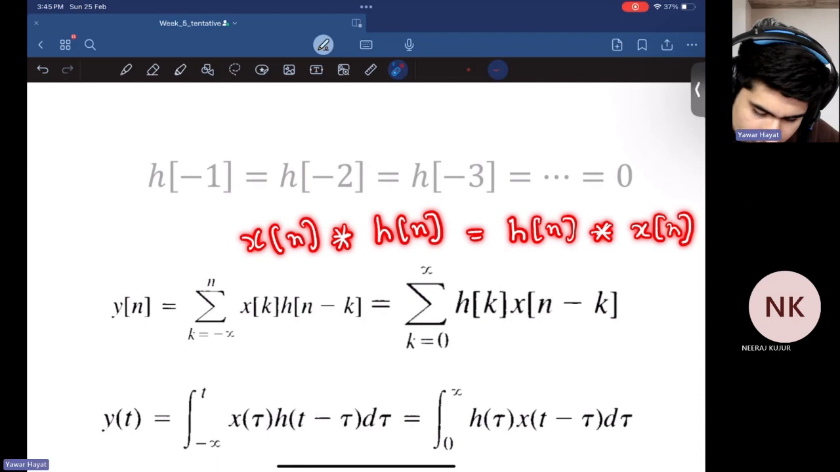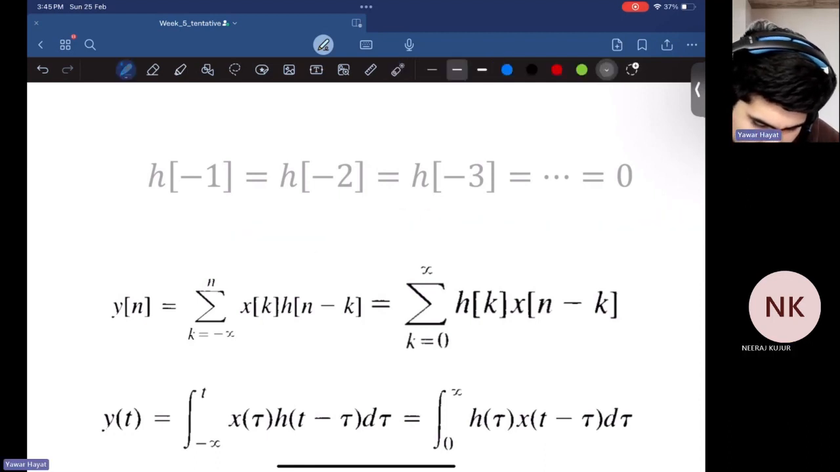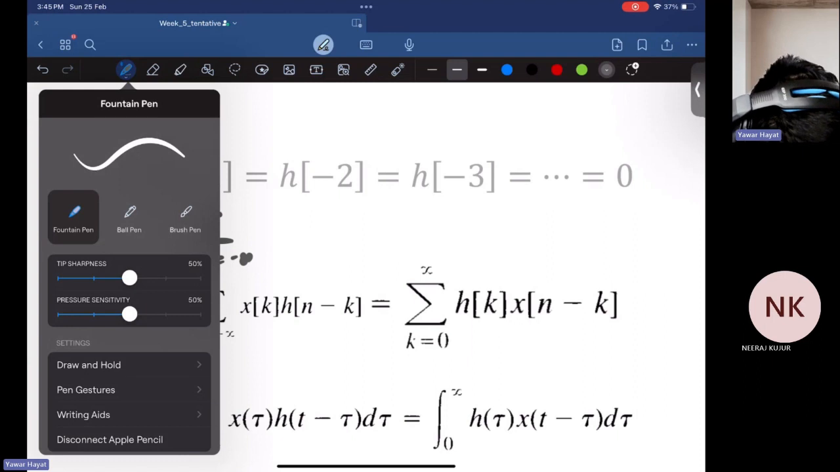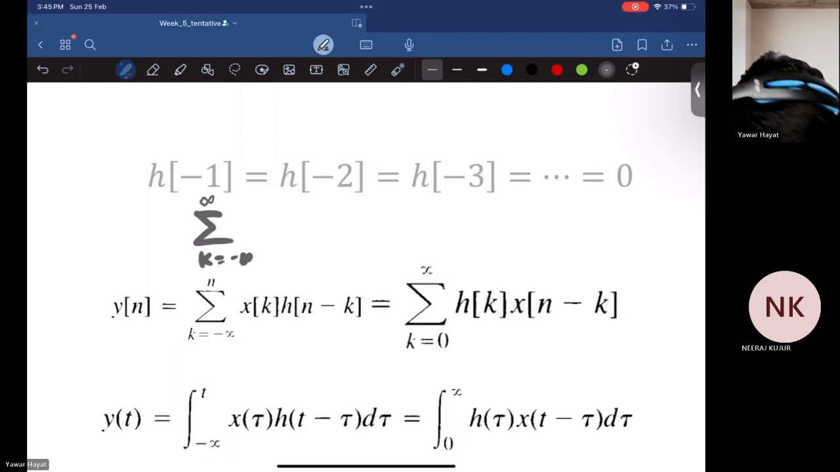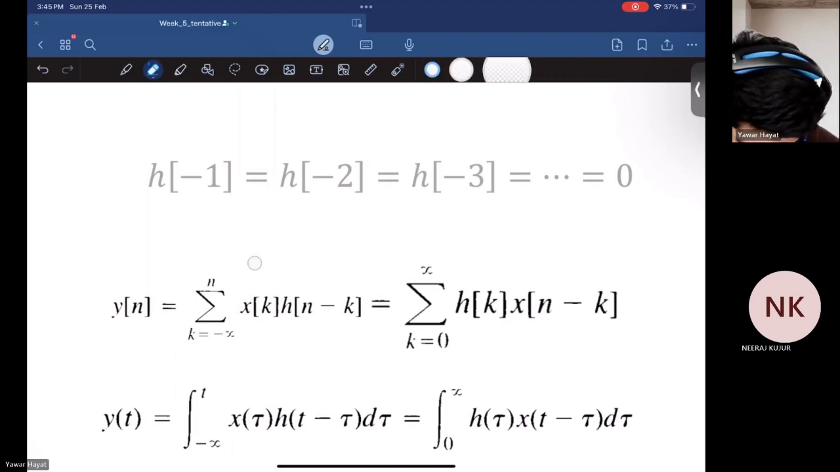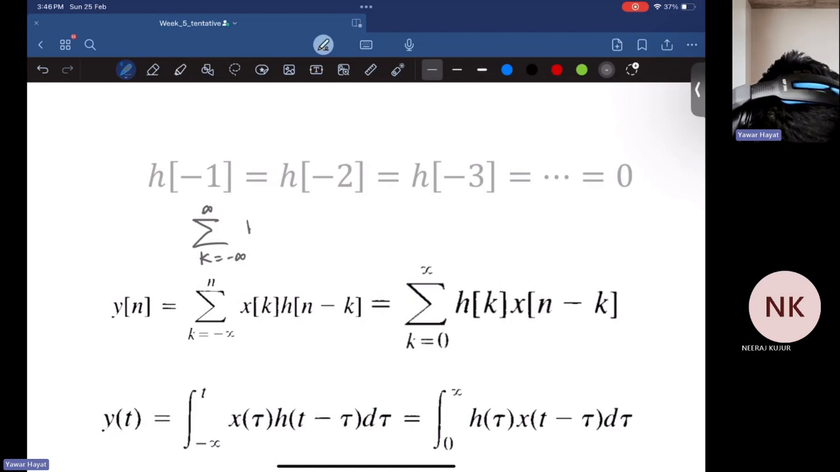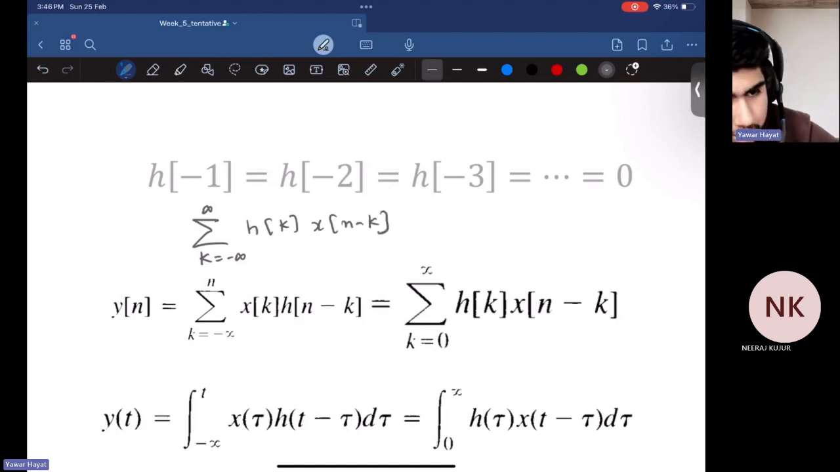If that is the case, can you write this summation as k from minus infinity to infinity h of k, x of n minus k? Why can I write that? Because these are commutative.